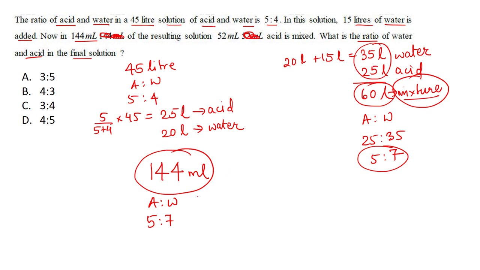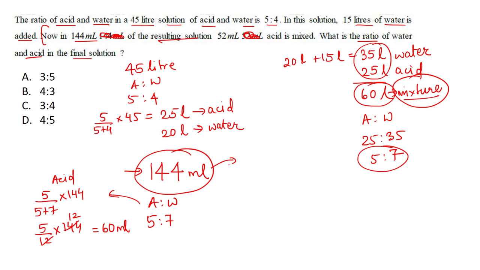So let us try to find out how much is the acid. Very easy. 5 upon 5 plus 7 into 144, because we are taking only 144 ml of the resulting solution. So we are going to have 5 upon 12 into 144. 12 12s are 144, 5 12s are 60 ml acid is there. So out of 144 ml, 60 ml is acid. I found it out over here. So how much is remaining? 144 minus 60, 84 ml water is there.